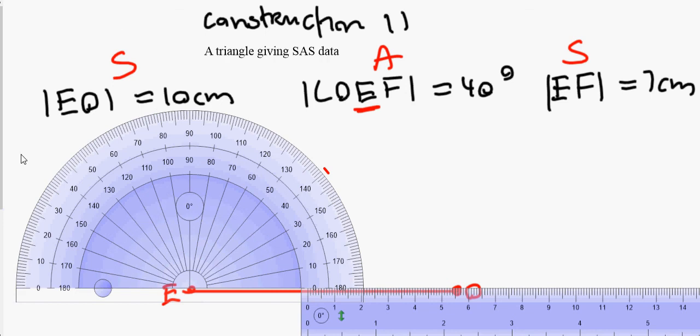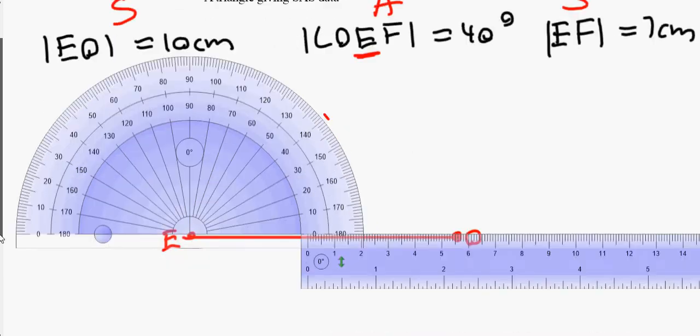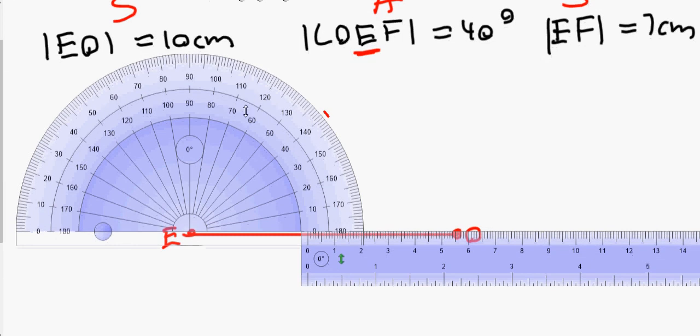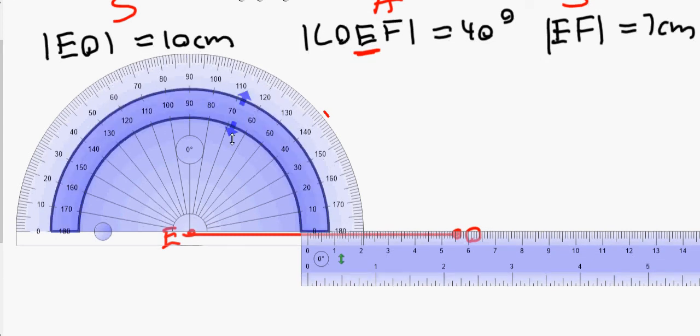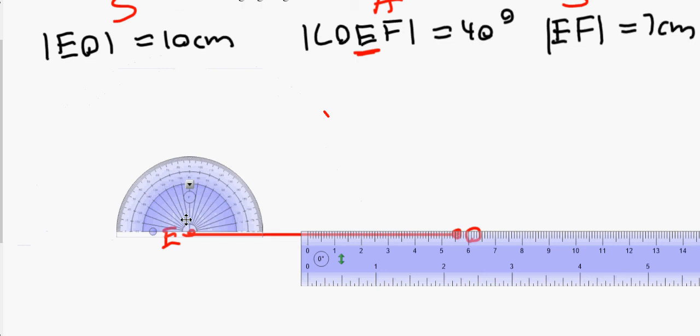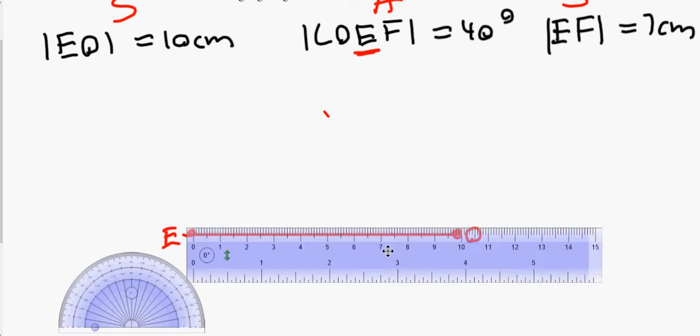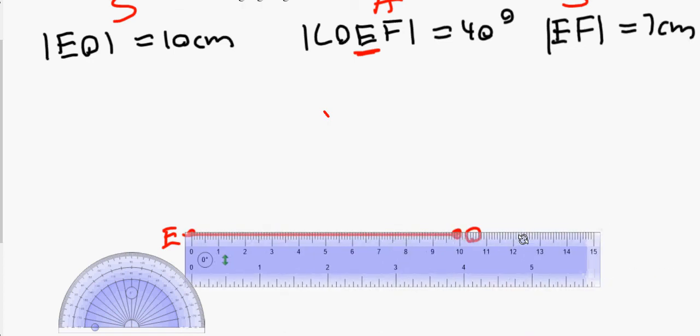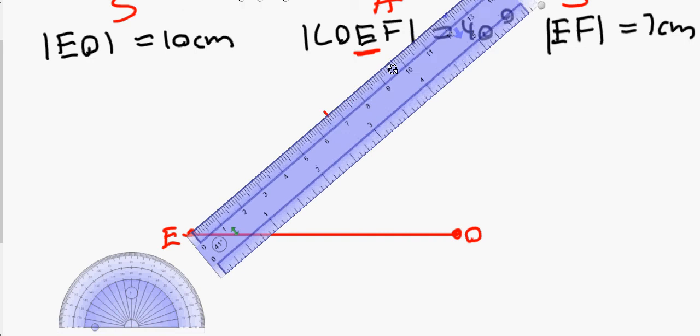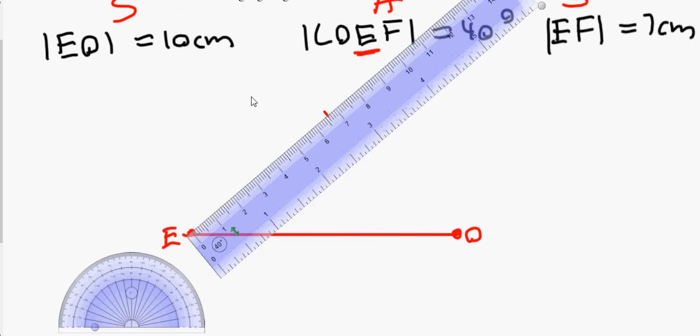Now that we've got that done, I'm going to take my protractor out of the way, take my compass out of the way. I'm going to use my straight edge to mark this length here. So I'm just going to join this together using the 40 degrees. So that's it there.